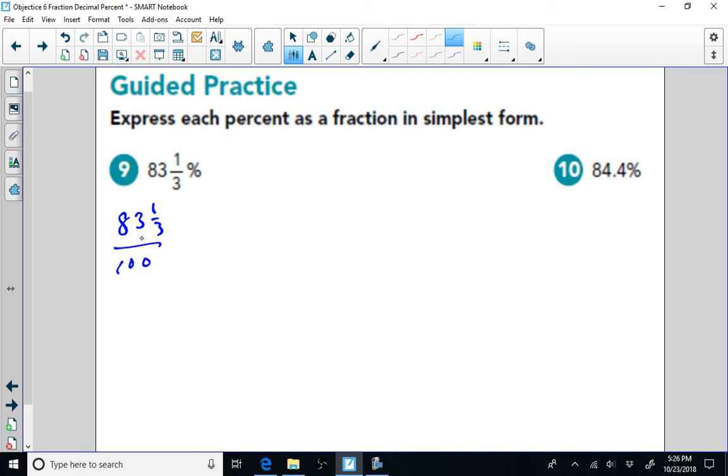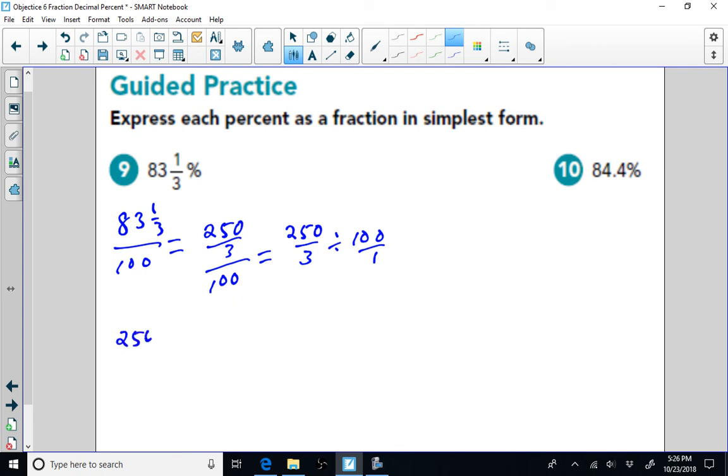Next step, take the mixed number, write it as an improper fraction. 3 times 83, let's see, that's 3 times 80 is 240. 3 times 3 is 9, so that's 240 plus 10, that's going to be 250 over 3 over 100. I want to rewrite that complex fraction as 250 over 3 divided by 100. I'm going to put the 100 over 1.